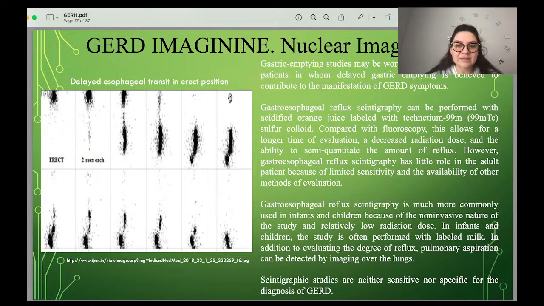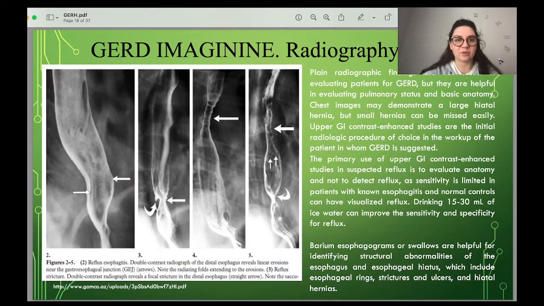Gastroesophageal reflux scintigraphy is much more commonly used in infants and children because of the non-invasive nature of the study and relatively low radiation dose. In infants and children, the study is often performed with labeled milk. In addition to evaluating the degree of reflux, pulmonary aspiration can be detected by imaging over the lungs. Scintigraphic studies are neither sensitive nor specific for the diagnosis of gastroesophageal reflux disease.